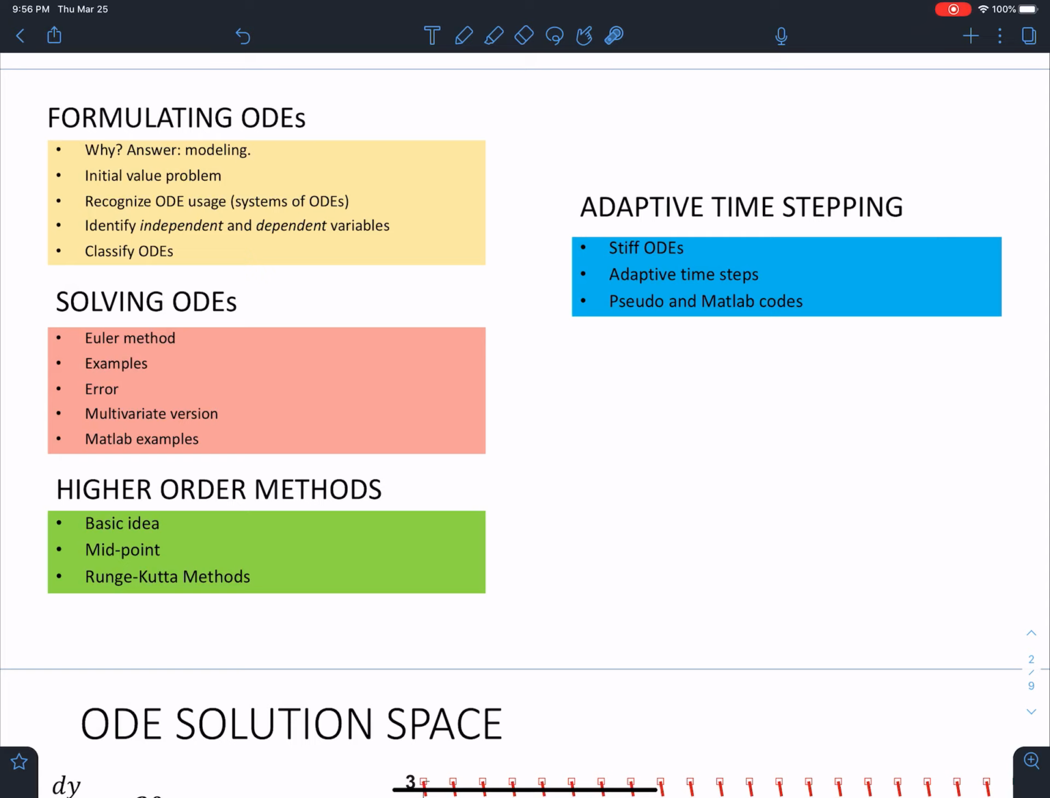In the last video, we talked about higher order methods, the basic idea, and a couple of methods we looked at, including the midpoint and more generally Runge-Kutta methods. And here we're going to talk about these issues that may come up for certain types of equations.